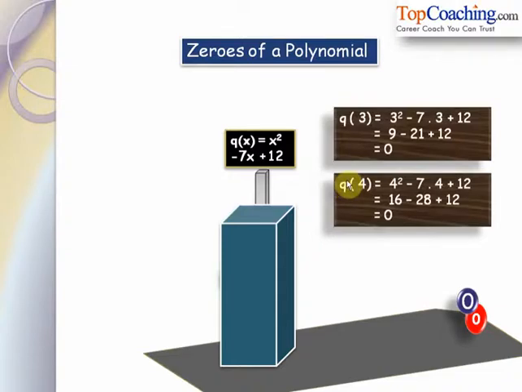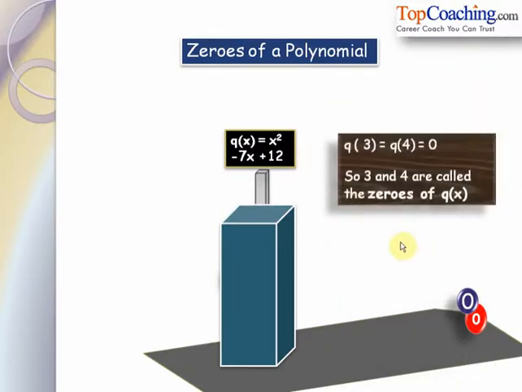Similarly, let's try to find the value of q(4). This is equal to 4 square minus 7 into 4 plus 12. Simply replace x by 4 in this expression, and what we get is 16 minus 28 plus 12, which is equal to 0. Thus what we observe here is q(3) is equal to q(4), which is equal to 0. And so 3 and 4 are called the zeros of q(x). The inputs 3 and 4 in this particular case yield the value of q(x) as equal to 0, and so 3 and 4 are called the zeros of q(x).